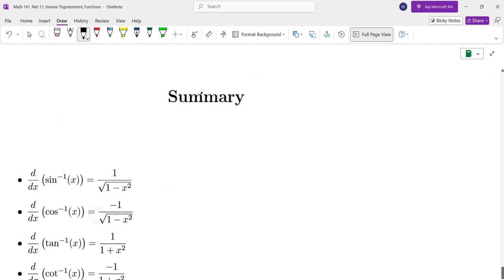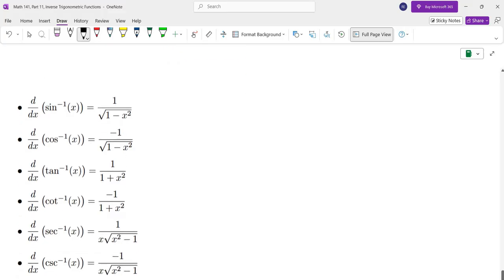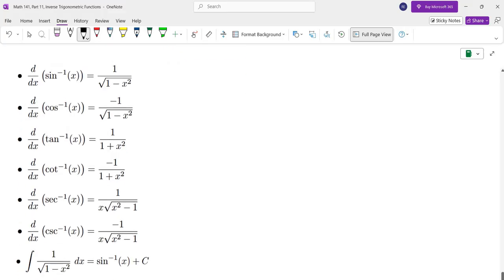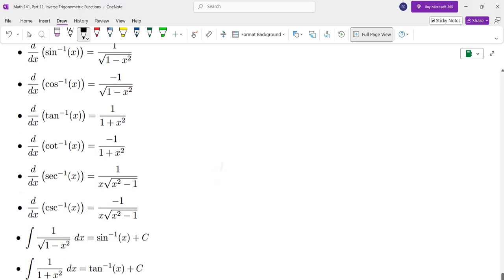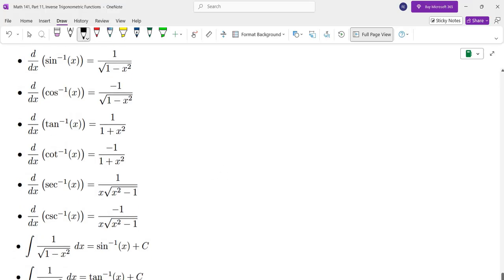So to summarize, the main thing that we learned was the derivatives of these inverse trigonometric functions. Derivative of sine inverse is 1 over root 1 minus x squared. Derivative of cosine inverse is negative 1 over root 1 minus x squared. Derivative of tan inverse is 1 over 1 plus x squared. Derivative of cotan inverse is negative 1 over 1 plus x squared. Derivative of secant inverse is 1 over x root x squared minus 1. Derivative of cosecant inverse is negative 1 over x root x squared minus 1.